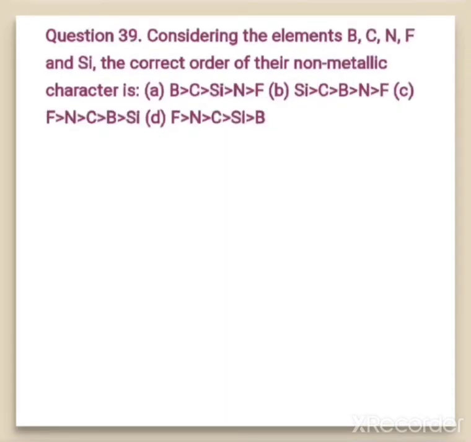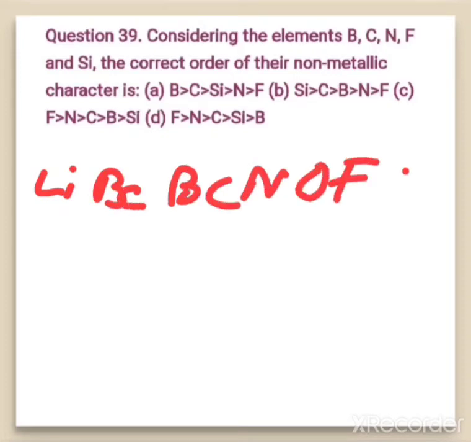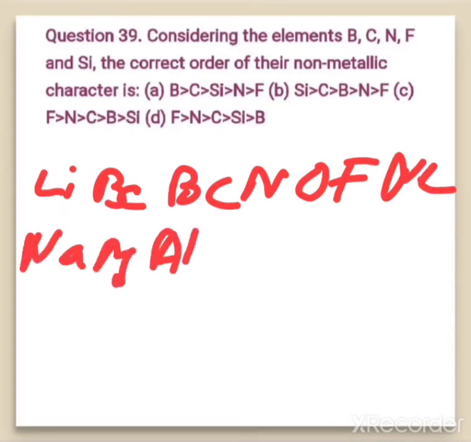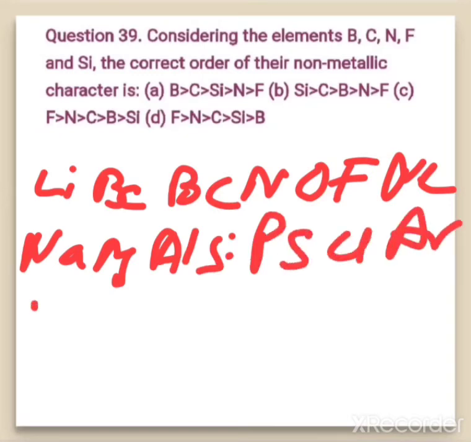Next question. Considering these elements, boron, carbon, nitrogen, fluorine and silicon, we have to find the correct option in the order of non-metallic character. Here it is given non-metallic character. So in the same way we need to do it, but for non-metallic character. Let us write these elements here. Lithium, beryllium, boron, carbon, nitrogen, oxygen, fluorine, neon. Sodium, magnesium, aluminium, silicon, phosphorus, sulfur, chlorine, argon, potassium, calcium.